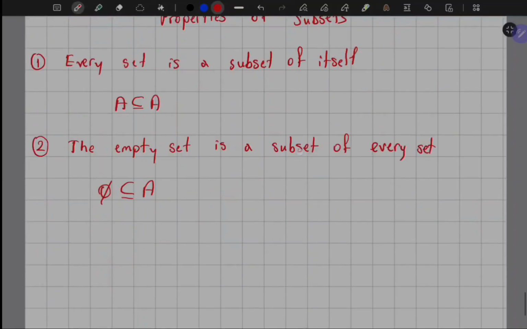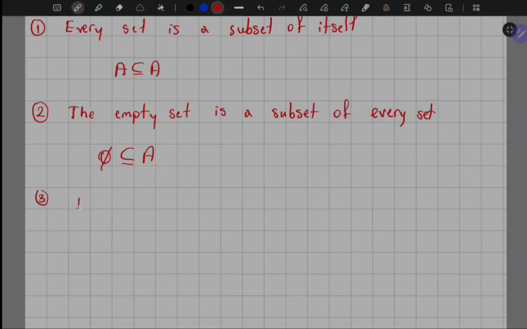Okay. The third property is if A is a subset of B and B is a subset of C, then we can conclude that A is a subset of C. This property is called transitive property.